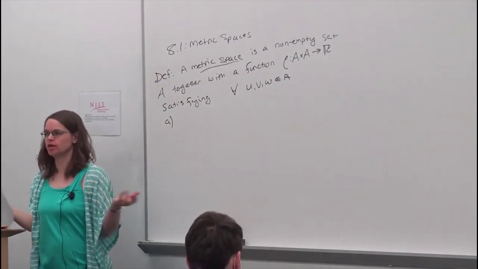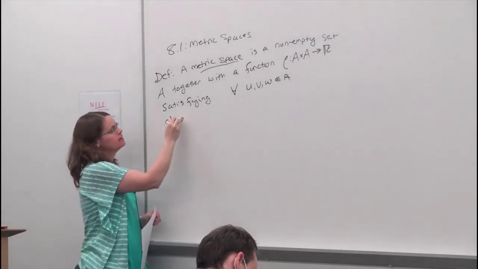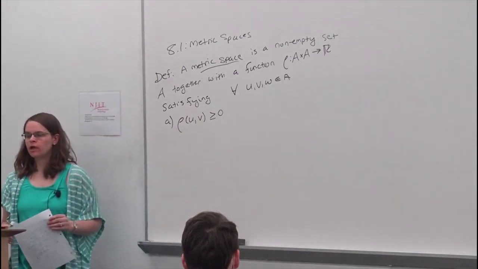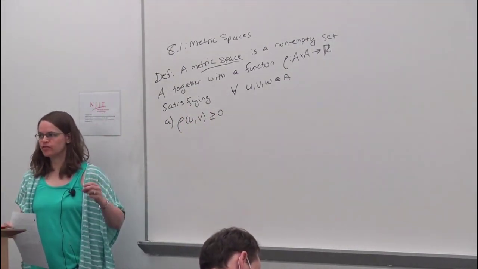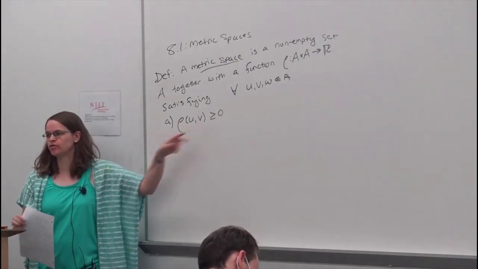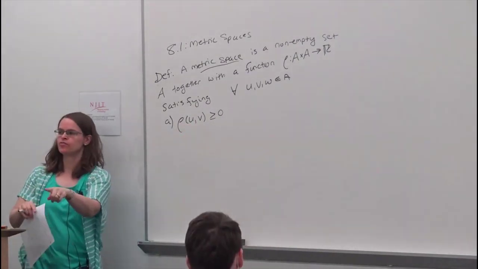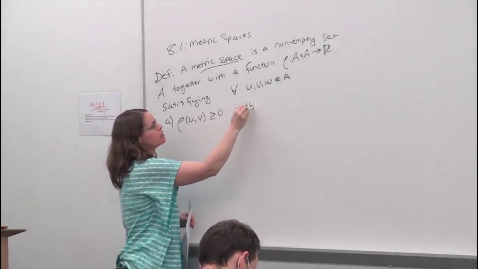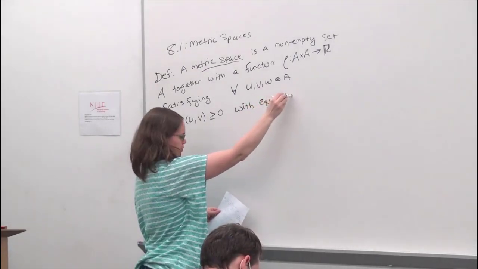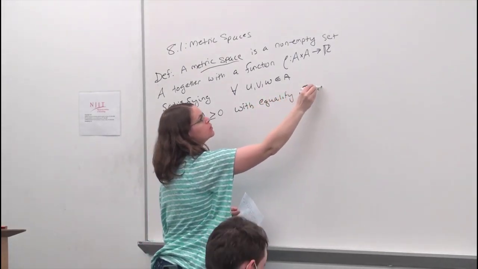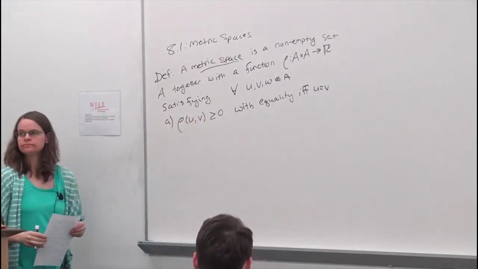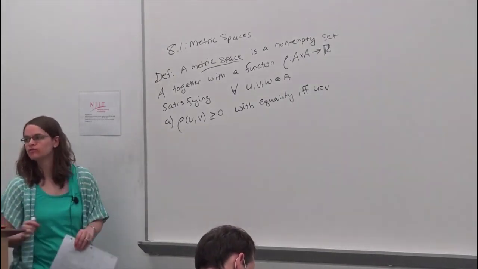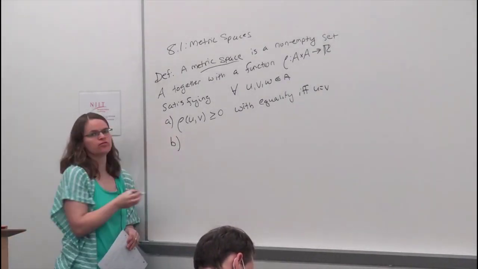The distance between two objects is non-negative. So we want this to always be true, and it shouldn't just be a flat zero. It should only give us zero if I happen to put in the same object twice. So a distance from something to itself is zero. Distance from something to any other object is positive. So with equality if and only if u equals v. That's, I think, reasonable to stick it as a requirement for a distance function.